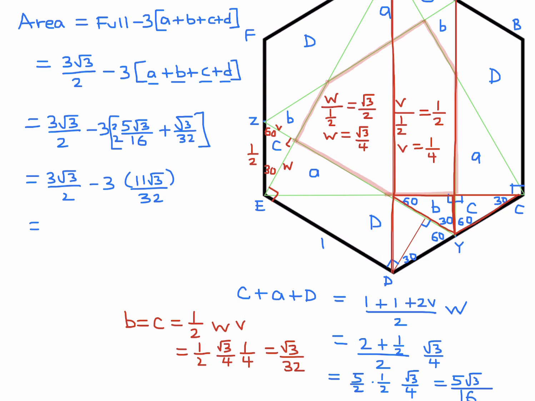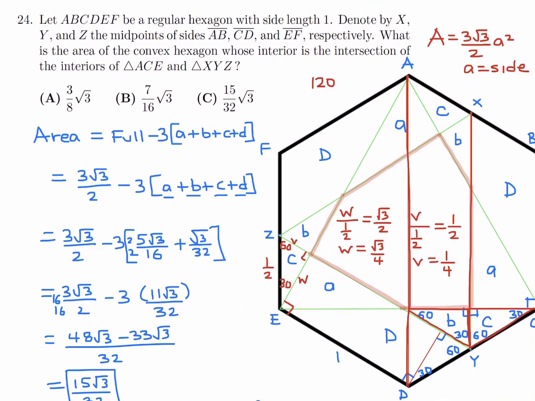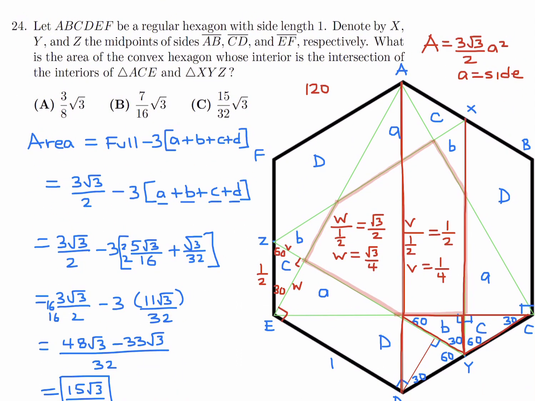So this is going to be, if I get a common denominator again, top and bottom by 16, 48√3 minus 33√3 all over 32, and that is 15√3/32. 15√3/32 is the answer to this challenging question, number 24. The answer is C.